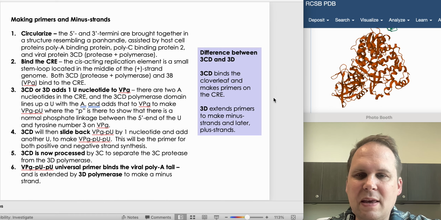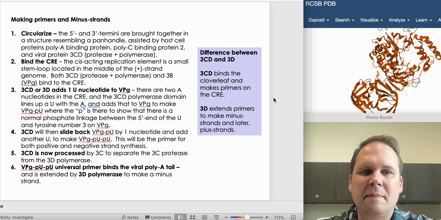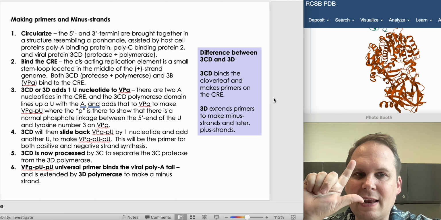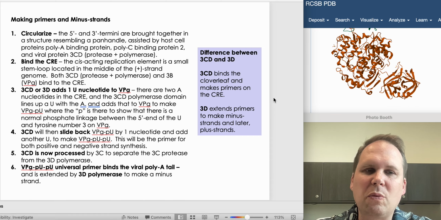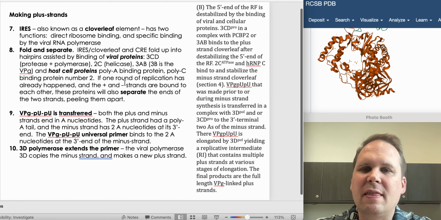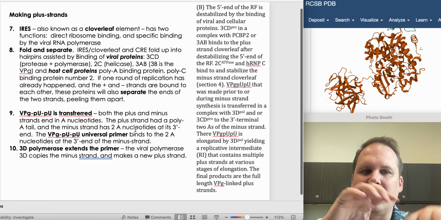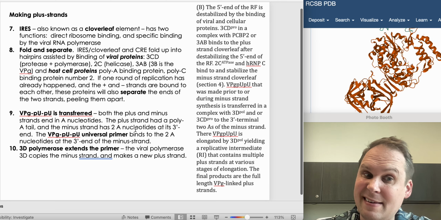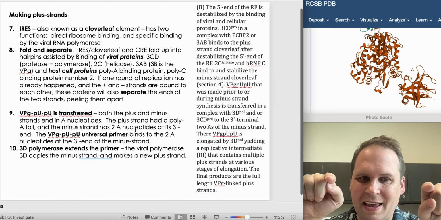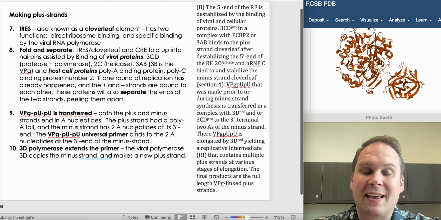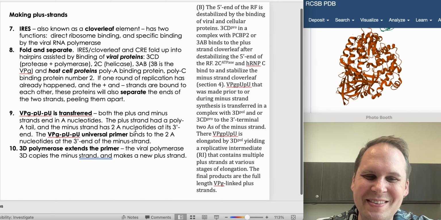That is going to be the universal primer, and that is going to prime both positive strand and negative strand synthesis, which is cool. And so this works because there are 2 A nucleotides at the 3' end of the minus strand, and there's a poly A tail at the 3' end of the plus strand. So either strand, there's a couple of A's. And a couple of A's is all you need, because it's only going to be 2 U's on the primer. And so you copy your 2 U's and you're good.